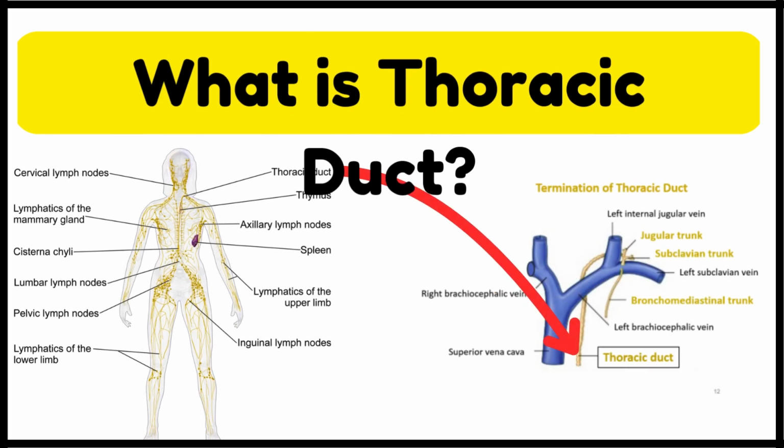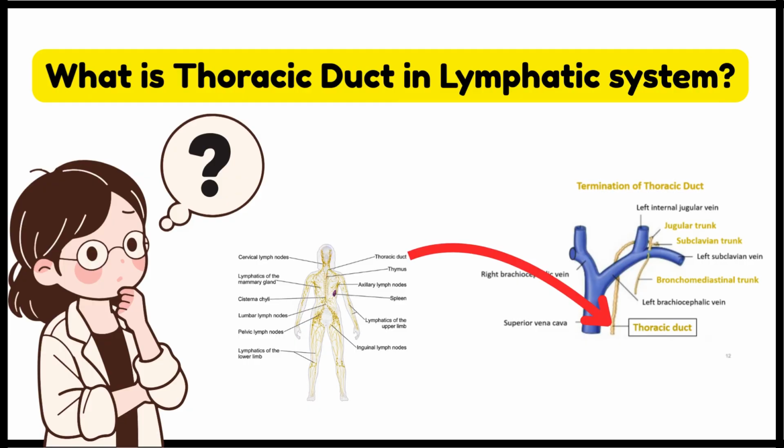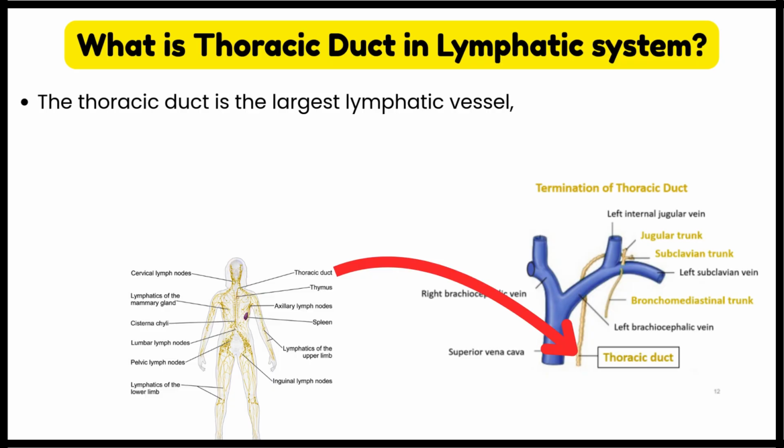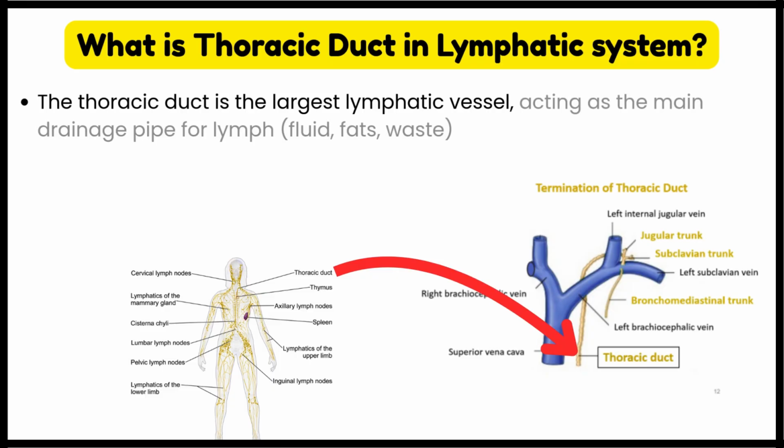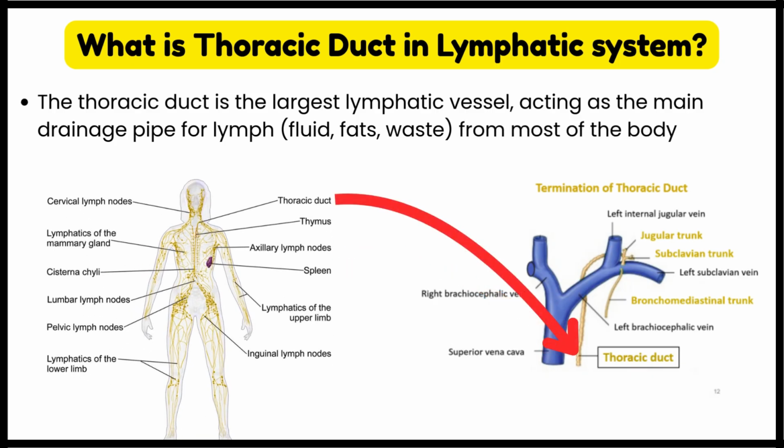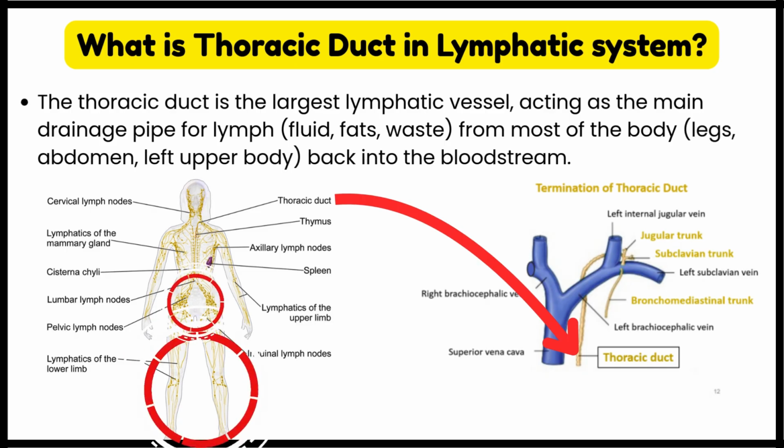What is a thoracic duct? What is thoracic duct in lymphatic system? The thoracic duct is the largest lymphatic vessel, acting as the main drainage pipe for lymph, fluid, fats and waste from most of the body, legs, abdomen and left upper body, back into the bloodstream.